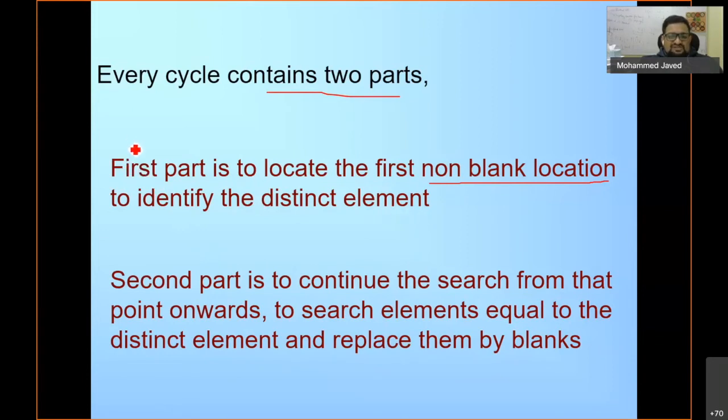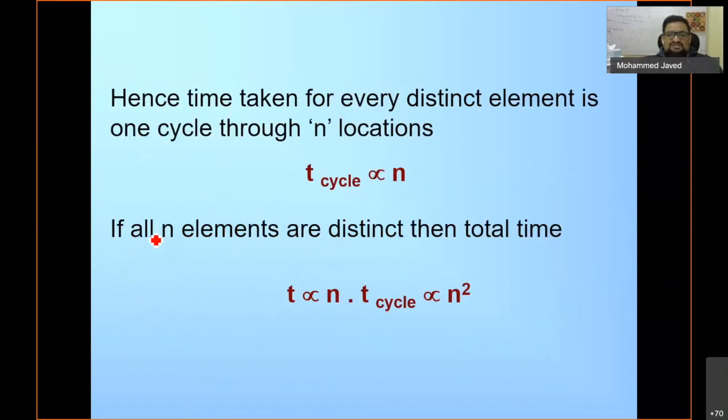So this is two parts. First is finding the unique element, and then replacing the unique element by a blank space. So that is the idea.